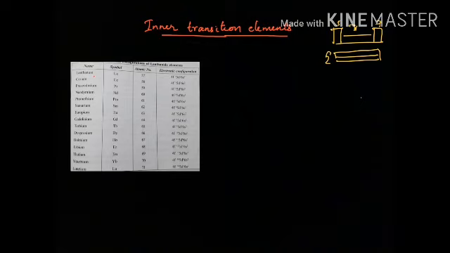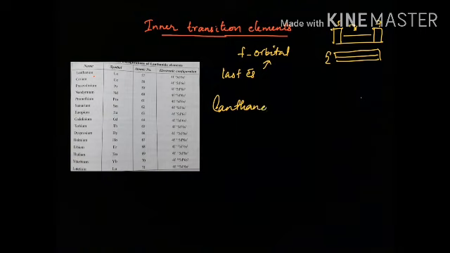So inner transition elements are those elements in which their last electron is entering into the f orbital. Those elements in which the last electron, the valence electron, is entering into the f orbital, we call the inner transition elements. Inner transition elements are of two types: we have lanthanoids and actinoids.